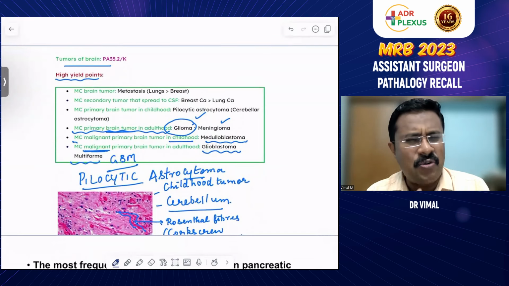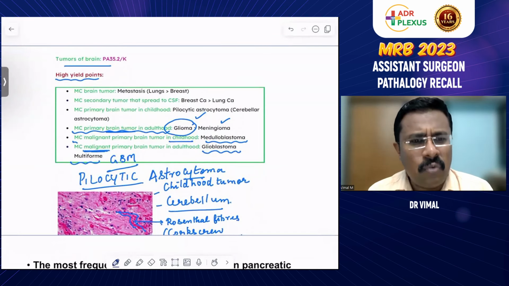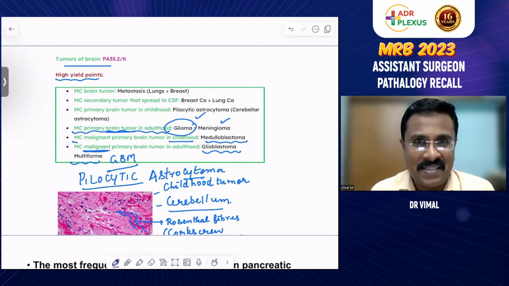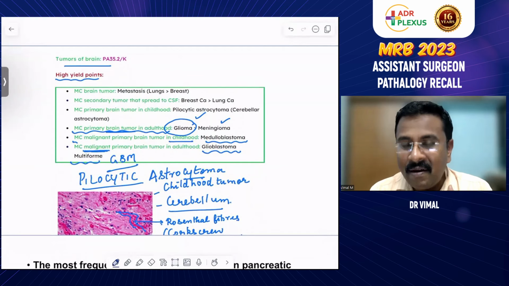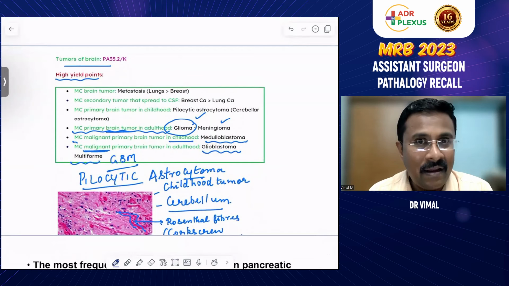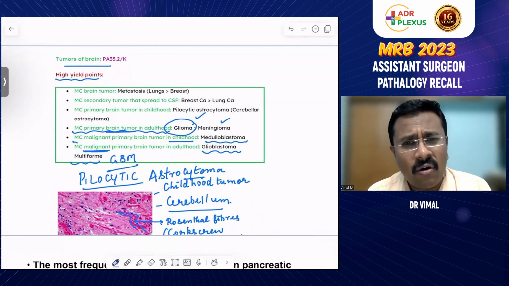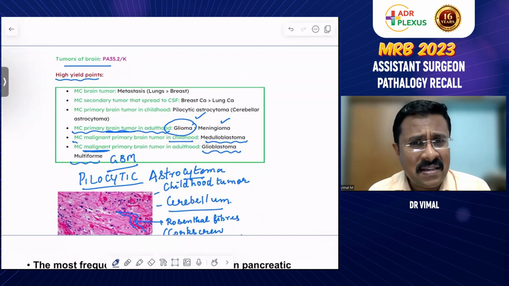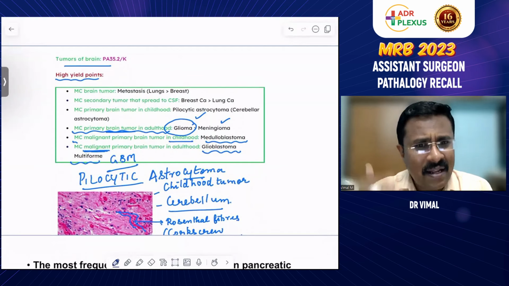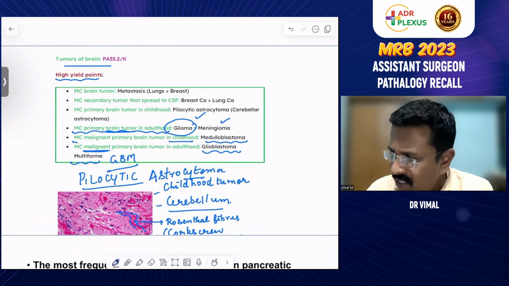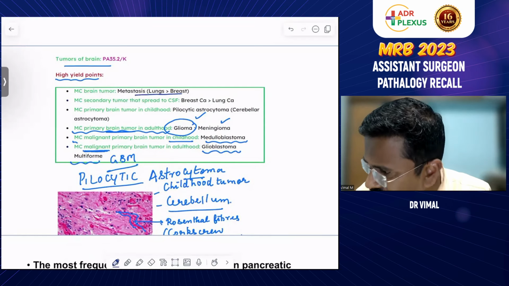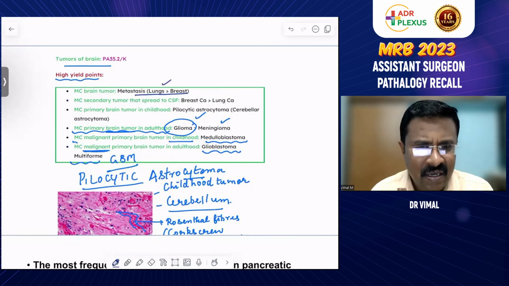If somebody asks you a general statement, what is the most common malignancy in the brain? You have to tell it's a metastasis. In brain, bone, lung, liver, in all these organs, metastasis is the most common malignancy. Then comes the primary malignancy. As you can see here, metastasis is mostly from the lung and the breast. But what is the primary malignancy?